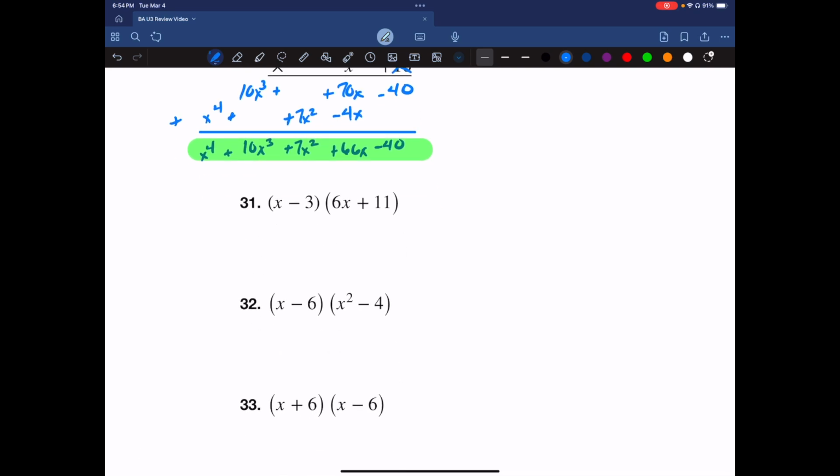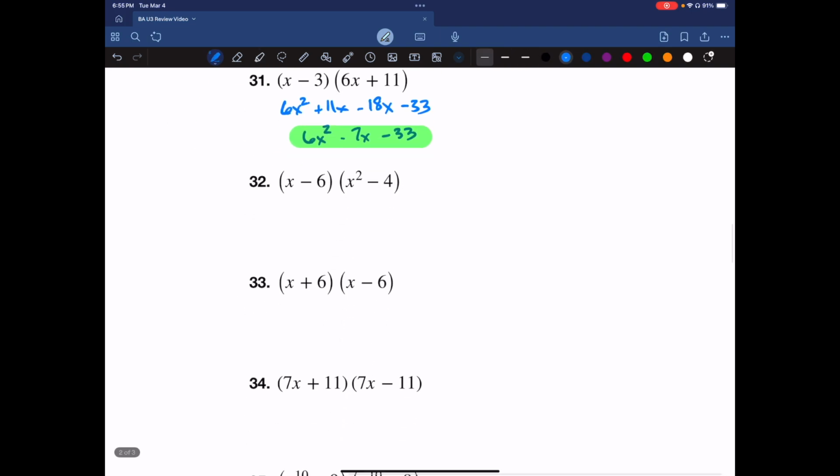All right. 31. I'm going to just say x times 6x, so it's going to be 6x squared. x times 11 is 11x. And it's going to be minus 18x. And then minus 33. Clean it up. 6x squared, that's going to be minus 7x minus 33. We're just multiplying here.